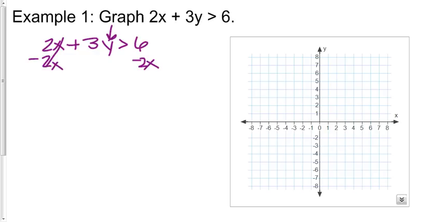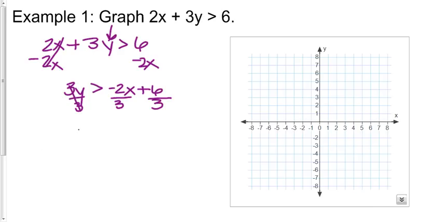These will cancel out, and I'm going to rewrite it. 3y, the sign stays greater than, and over here I'm going to put the x's first so that it's in slope-intercept form. So it's a negative 2x and a positive 6. Okay, then I'm going to divide both sides by 3, and I've got it solved for y. Now when I divide this side by 3, instead of dividing the whole thing by 3, you can split it up into two fractions. So negative 2x over 3 is negative 2/3 x. That's your slope. Plus 6 over 3 reduces to 2.